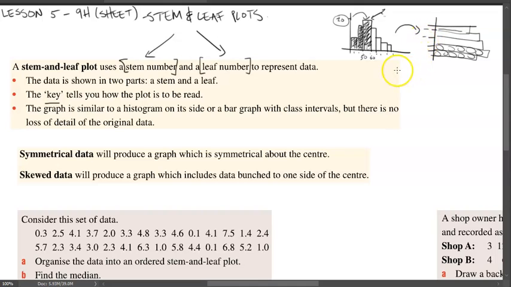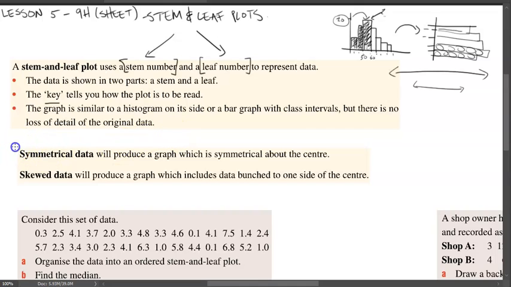Now, not every single data set should be made into a stem and leaf plot. It really depends on the variability of the data or how far stretched the data is. But if the data is relatively within a nice even distribution where it's not too much or not too little, then a stem and leaf plot is perfect.